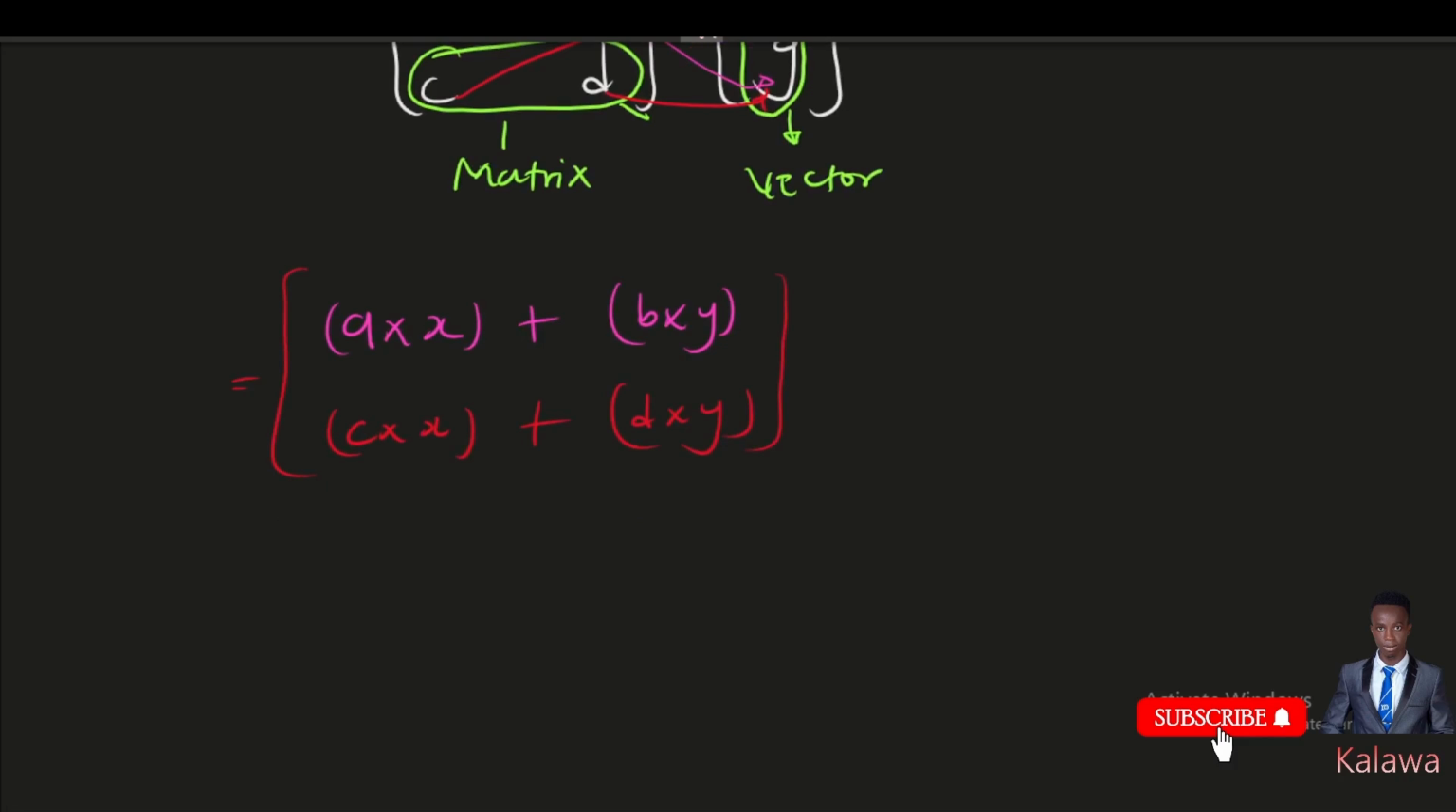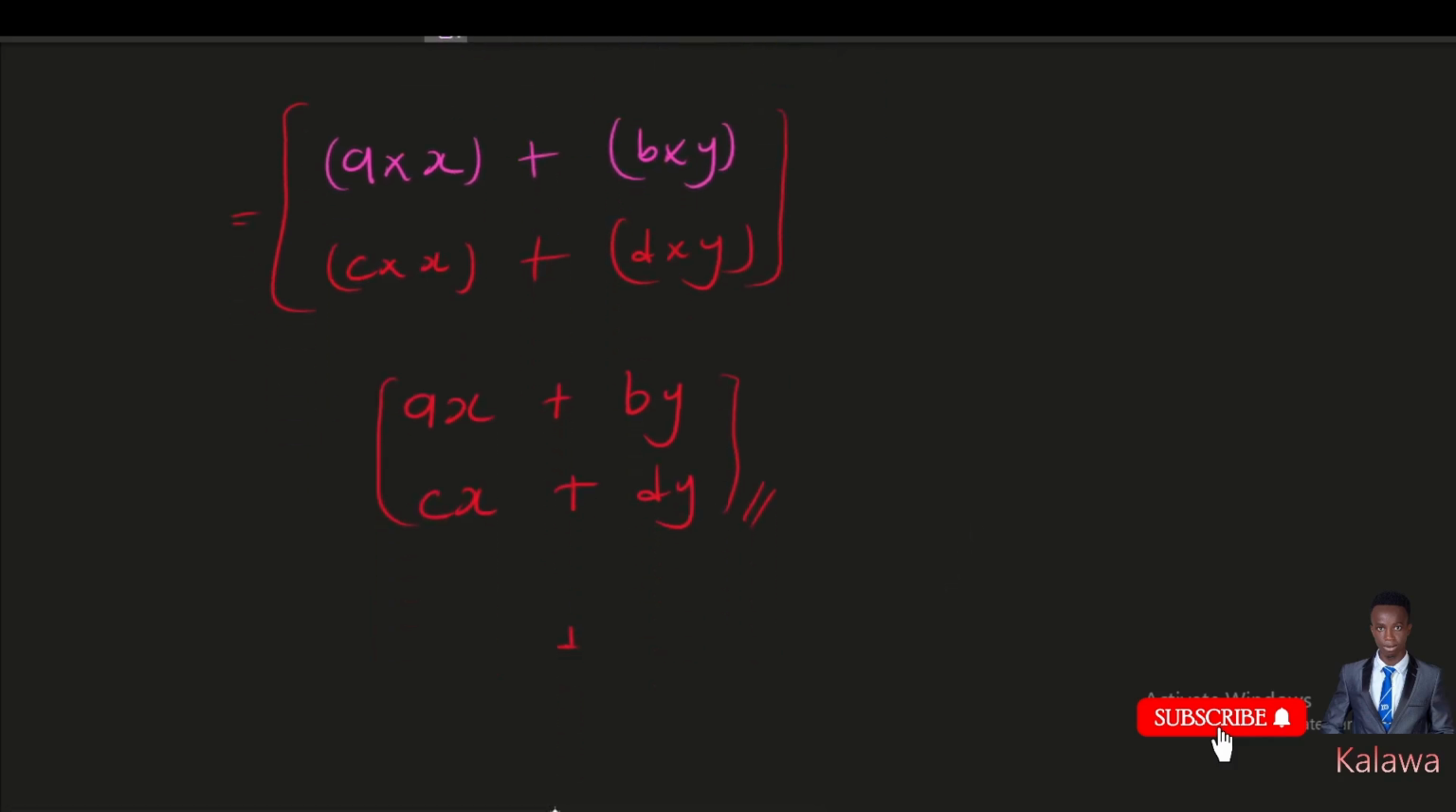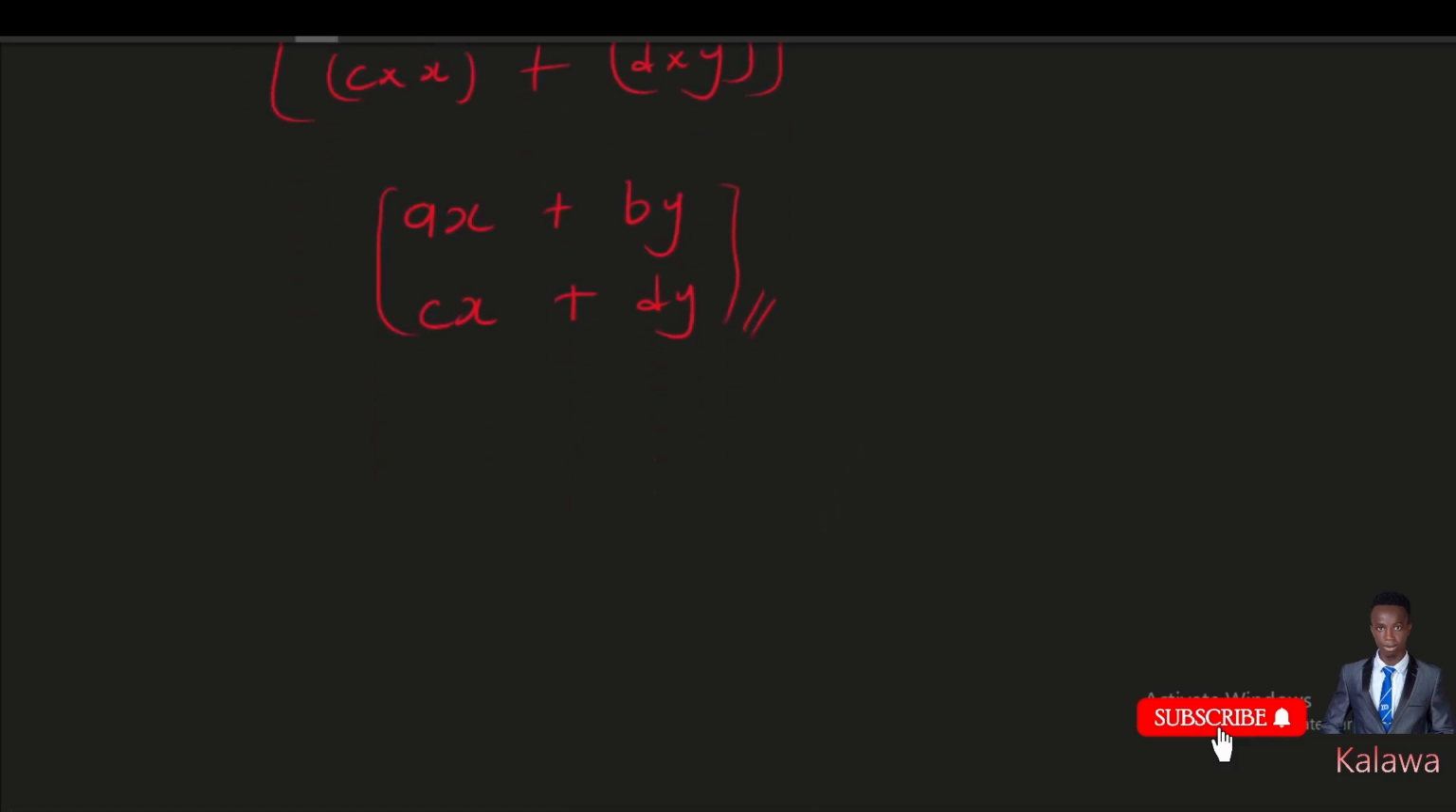So the answer now is going to be AX plus BY, and then we have CX plus DY. So this is it. Now let's take a real problem and see how it works. Example.